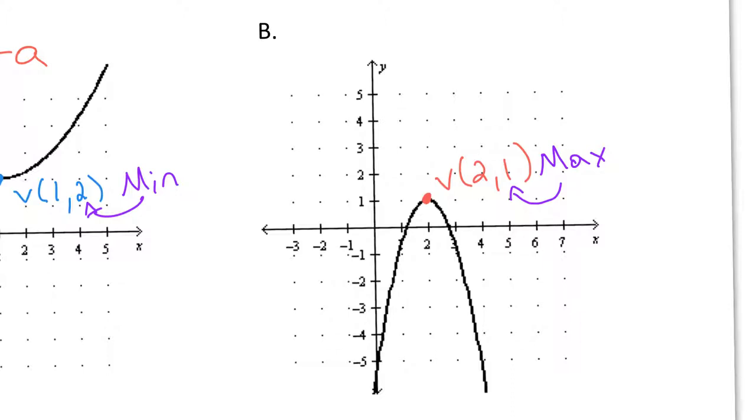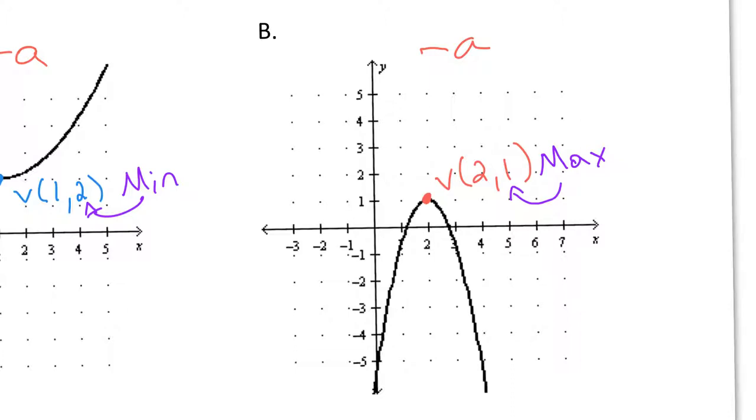How do we know what is the sign of A, positive or negative? Well, you look at the direction of the parabola. Since the parabola is going down from here, that means that we have a negative A. So in your function, in your actual equation, you guys have a negative number for A.